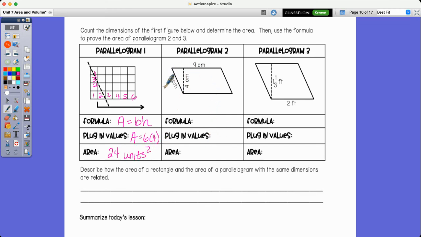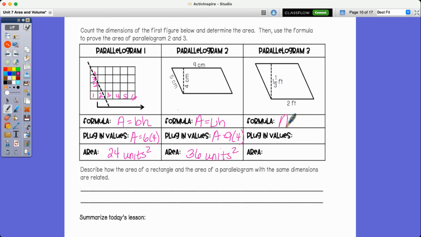Now here, it's just like a triangle. Remember that slant? We're not using it, okay? We want your height and your base. So my height is 4 and my base is 9. 9 times 4 gives me 36 square units.